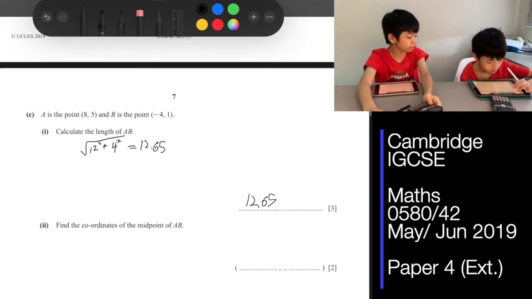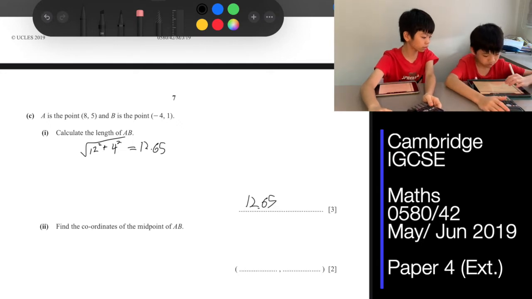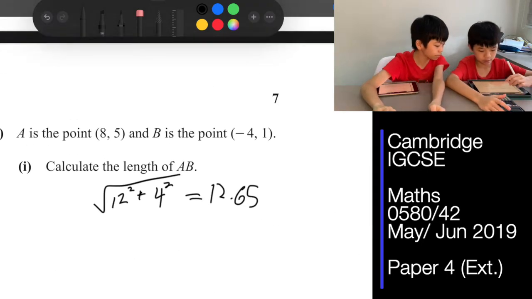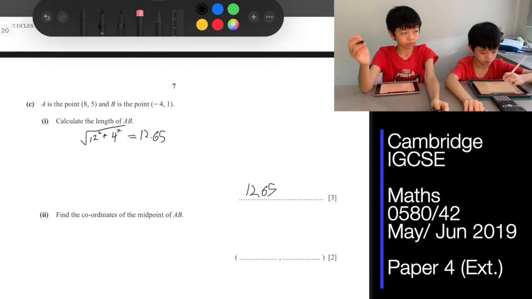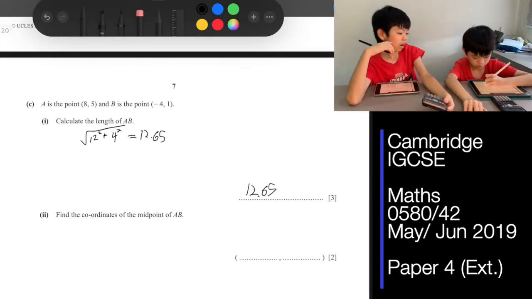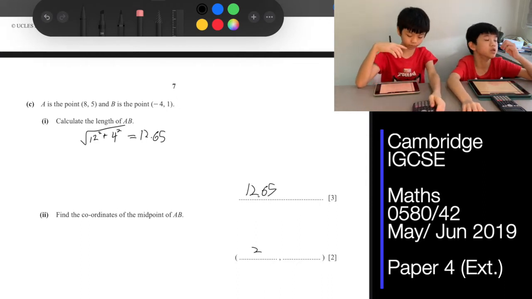Next question, we need to find the coordinates of the midpoint of AB. So we take the average of 8 and -4, which would be 2. So it's 2, and then the average of 5 and 1, which would be 3.